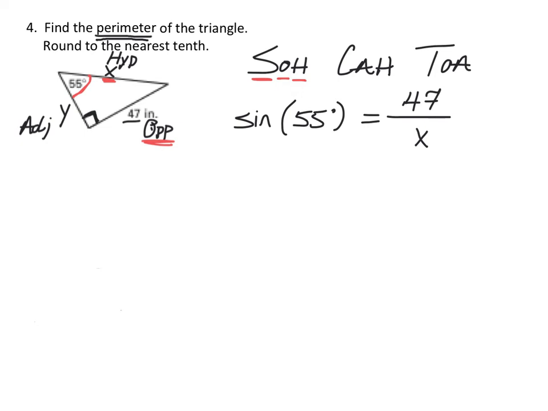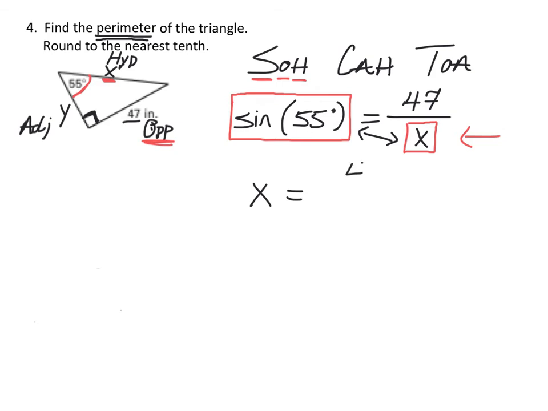Now this problem is like the previous one, in which case I have my variable in the denominator. So instead of going through all those steps algebraically, I'm going to use the shortcut that I talked about in part 2 of the notes. Anytime that variable is in the denominator, essentially what's going to happen when you go through all those steps algebraically is these two are going to switch places. So I'm going to end up with x on the left-hand side, and on the right I'm going to have 47 divided by sine of 55 degrees.